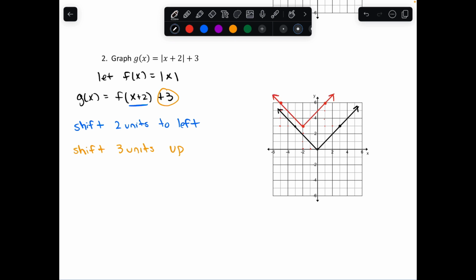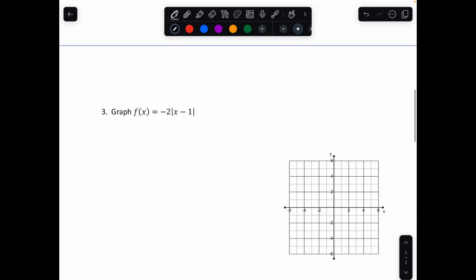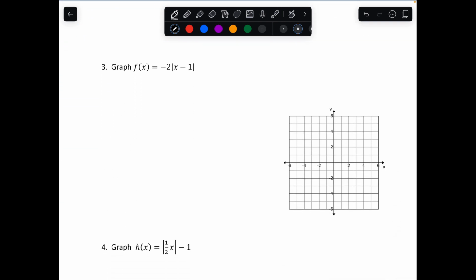All right, let's move on down to the next one. So as always, I like to know what my base function is. I can see that we have the absolute value of x minus 1, so I know my base function is the absolute value of x. So I'm going to let g of x be equal to the absolute value of x, and I want to write my function in terms of my base function. So I can rewrite f of x as f of x equals negative 2 times g of x minus 1.